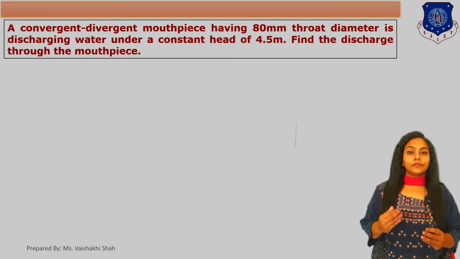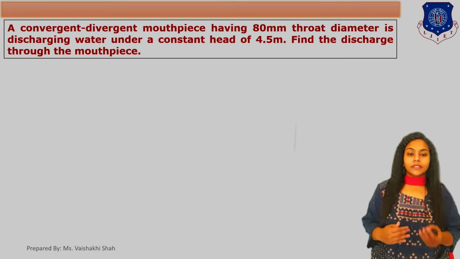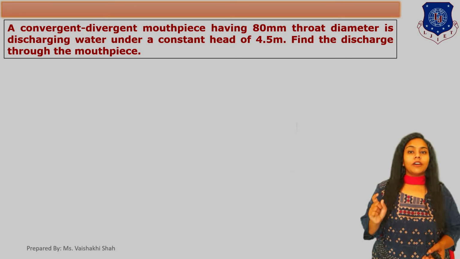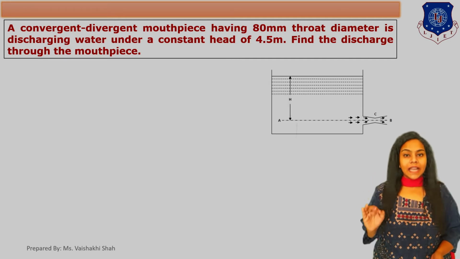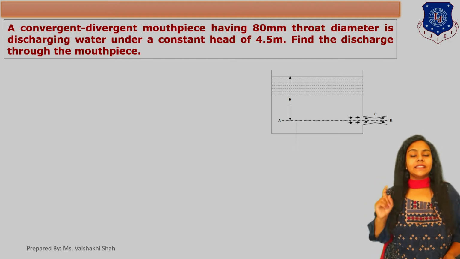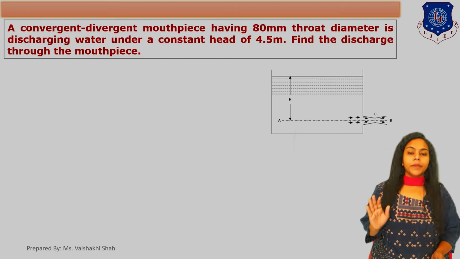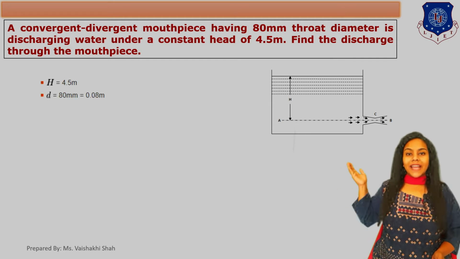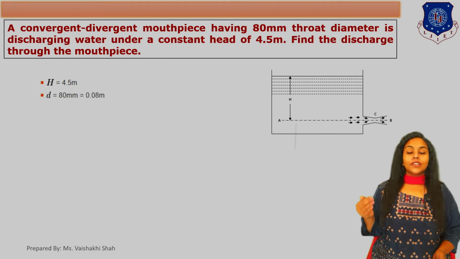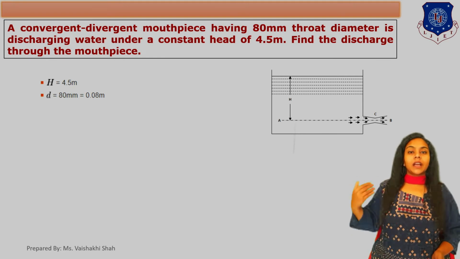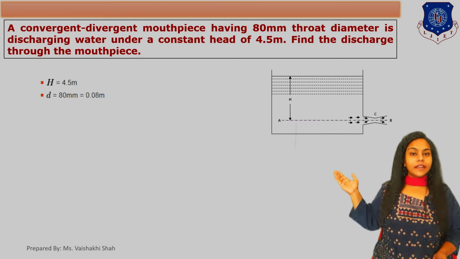Here we have to find out discharge through the mouthpiece, and for that the diameter of the mouthpiece is given to you, which is 80 mm, and head is given to you, which is H, 4.5 meter. So here H equals 4.5 meter and diameter D equals 80 mm. Convert mm into meter, so D equals 0.08 meter.